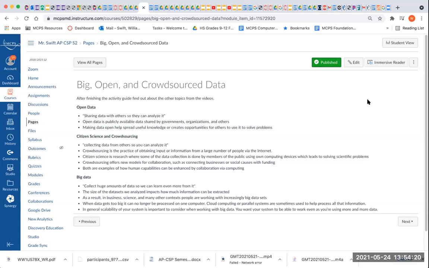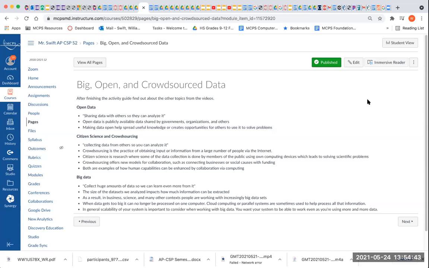These last sentences are going to be the question you are asked. I am sure of it. What helps spread useful knowledge and creates opportunities? Open data does. Citizen science and crowdsourcing, collecting data from others so you can analyze it.